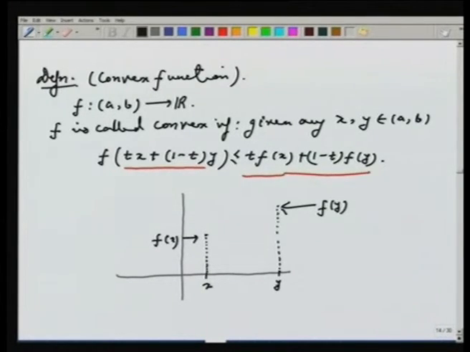Now, if I look at the right hand side of the above inequation, the right hand side actually represents the line joining f x and f y. Now, the definition of the convex function says that if I take any in between points, for example, if I take z here, then f z should be lying below the above line, that is f z should be somewhere here. That is, the given definition is saying that the graph of the function must look like this.